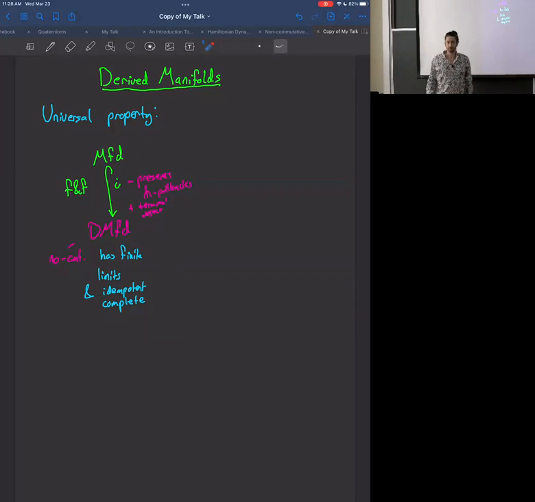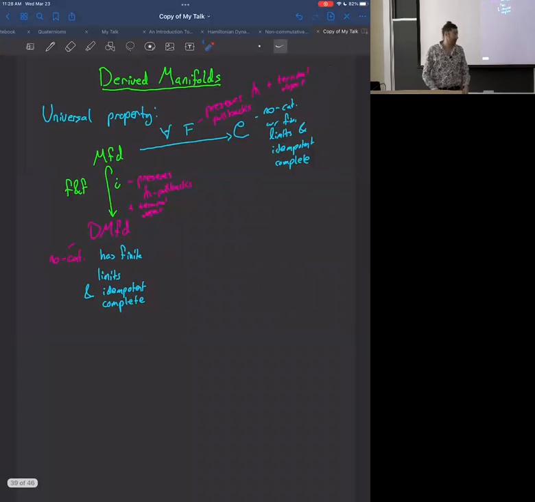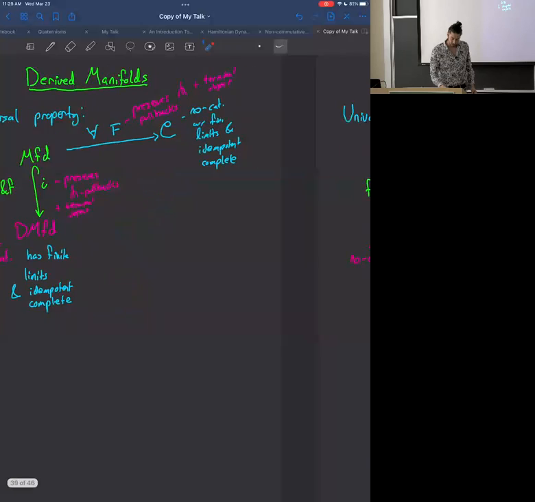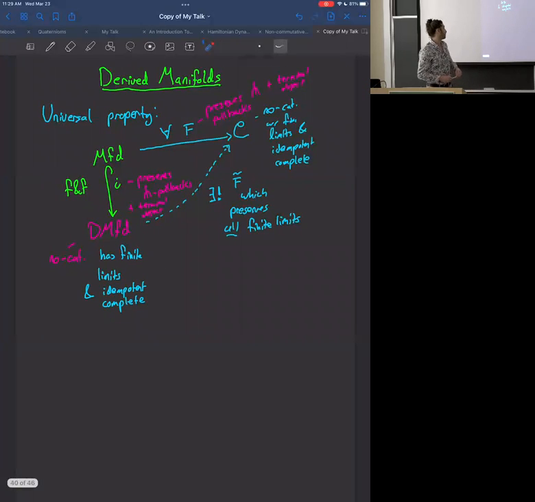What does that mean? You can say, well, anytime I have any other infinity category which has finite limits, and I can split idempotents, and I have a functor from manifolds to that infinity category which preserves the transverse pullback and the terminal object, that it extends uniquely to a functor from derived manifolds to C which preserves all finite limits. That's why they're kind of freely generated or freely constructed out of manifolds using those operations. That's a way of making sense of that.